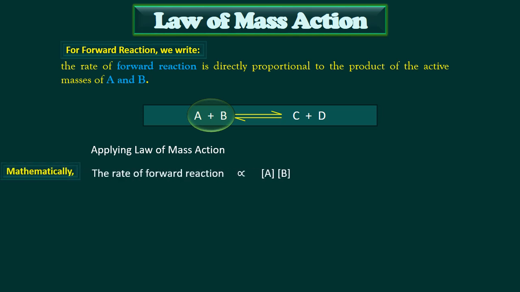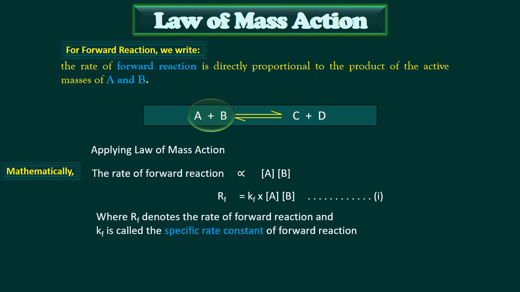Mathematically, the square brackets represent active masses. Now, the sign of proportionality changes to a sign of equality if we multiply the right-hand side by a constant. In this case, it is Kf. So we get Rf equals Kf times the product of active masses of A and B. Let this be equation number 1, where Rf denotes the rate of forward reaction and Kf is called the specific rate constant of forward reaction.